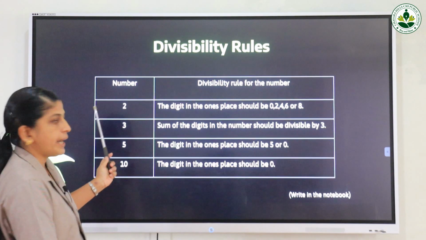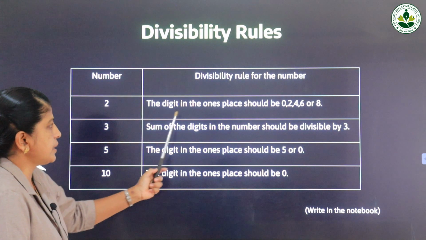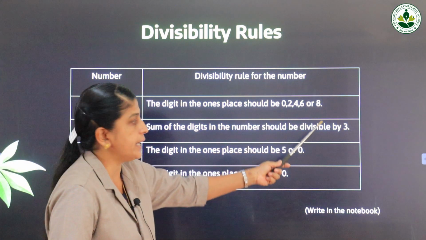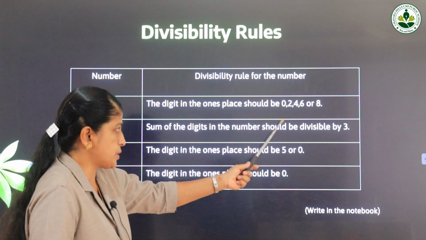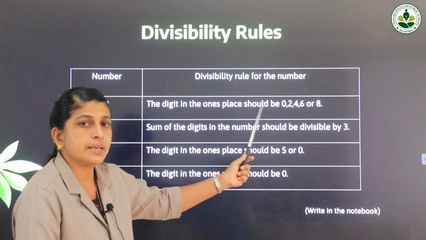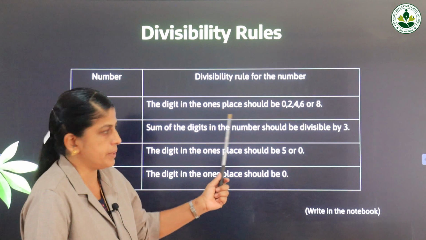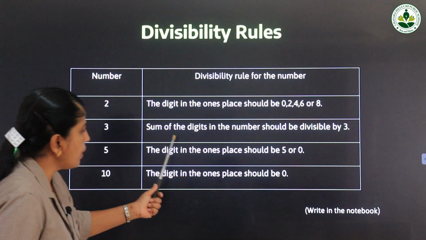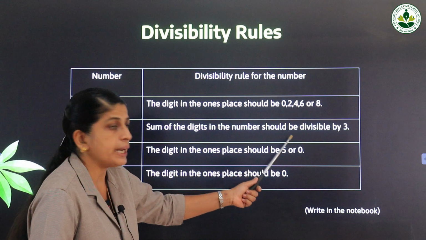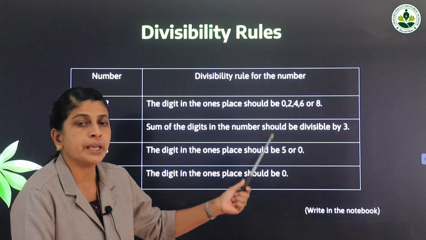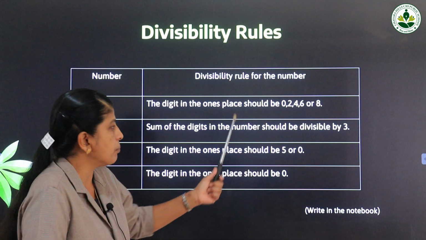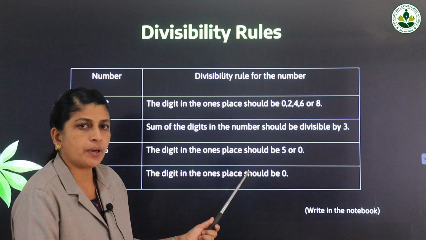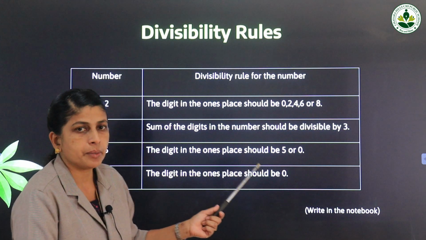To divide a number by 2, the digit in the ones place should be 0, 2, 4, 6 or 8. Any one of these digits in the ones place means that number is divisible by 2. You can see some examples later. For the divisibility rule for the number 3, the sum of the digits in the number should be a multiple of 3. If the sum of the digits in the given number is a multiple of 3, then that number is divisible by 3.